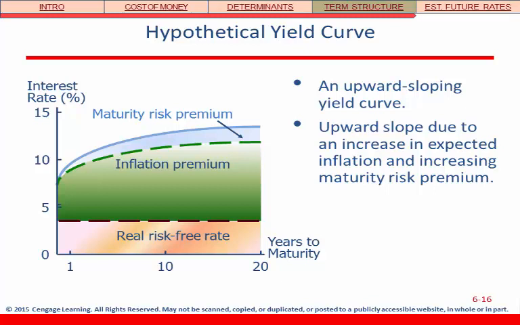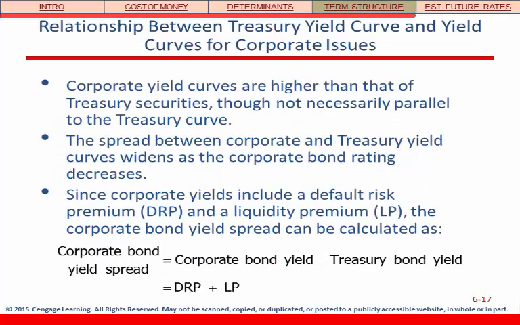And so an upward sloping yield curve is what you normally expect. Not because of the real risk-free rate. That should stay pretty much stable. But you expect that inflation premium to grow over time, and also that maturity risk premium to grow over time as well. All right, there's a lot of words on this slide, but basically all it's saying is you've got to also consider default risk and liquidity risk when you're thinking about the corporate bond yield spread.